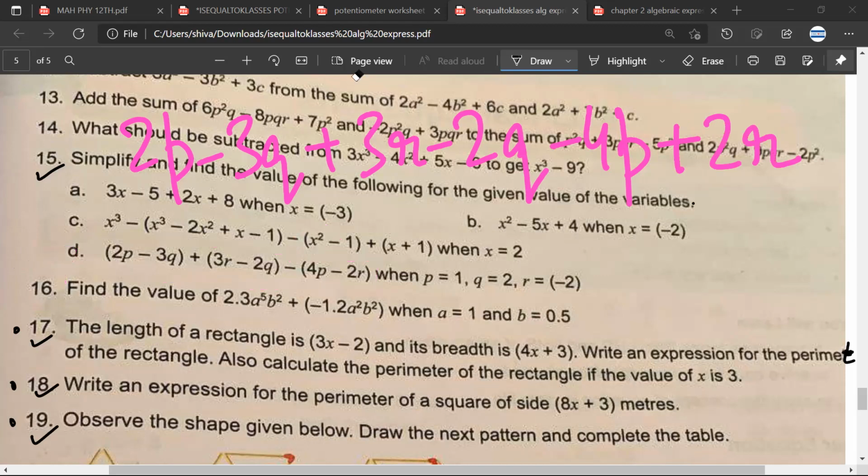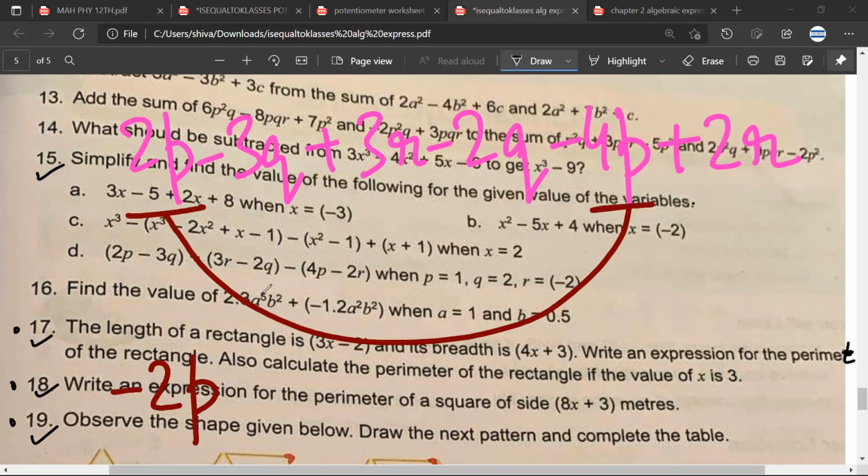Then we have to do the simplification method. So 2p minus 4p, which will be equal to minus 2p. Then minus 3q minus 2q. So minus minus becomes plus. So it becomes 5q. No.